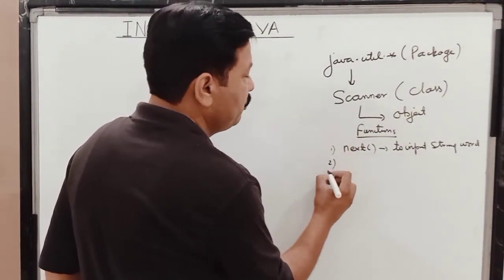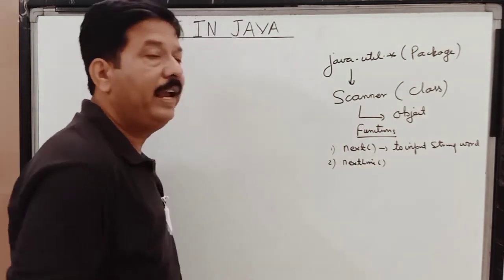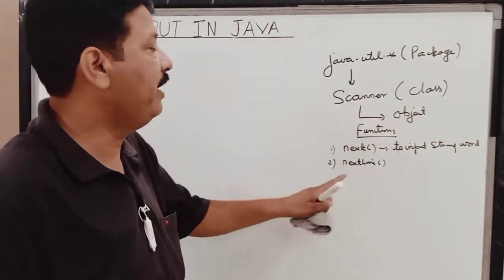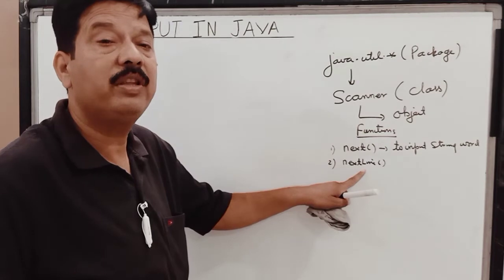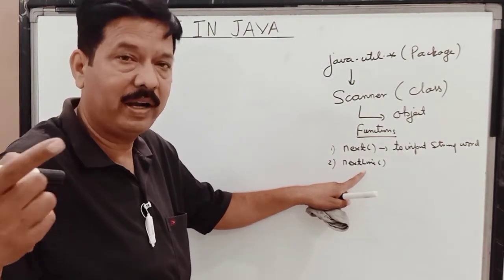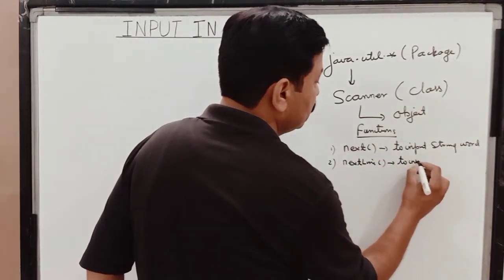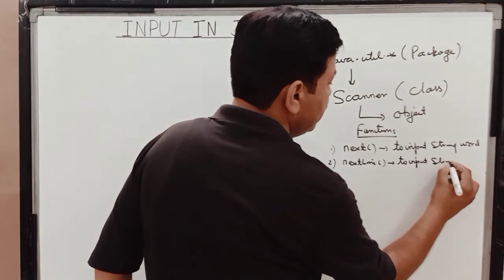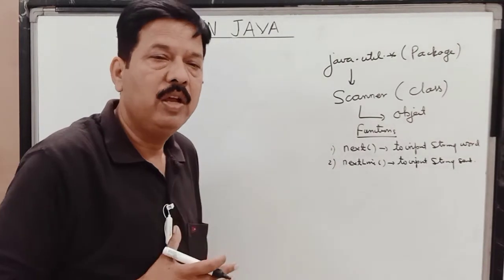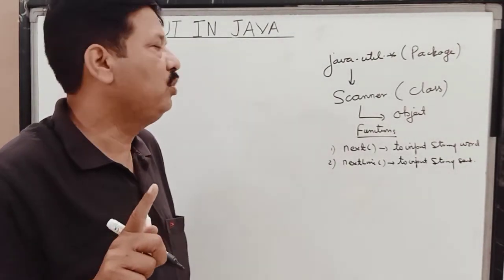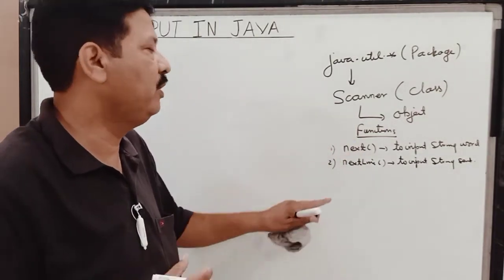Now the next function which we have here is nextLine. Children, in nextLine, L is capital, and there is no gap in between. So next and Line, this is the name of the function. This is a ready-made function, as we have pow, sqrt and other functions, and this is used to input a string, and it can enter a sentence. So it can be used to enter a complete sentence. So if you want to enter a single word, then you use next, and if you want to enter a complete sentence or a complete line, then you use nextLine.